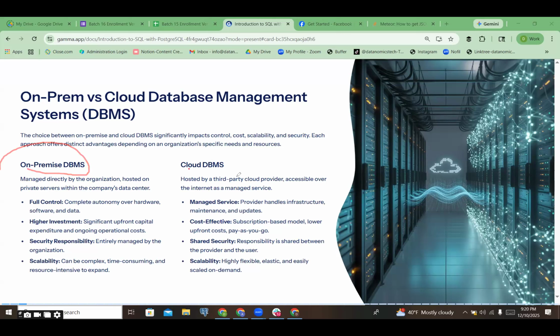But if it is on the cloud, if it is a cloud database, you're paying Amazon for as much as you're using. So if you're using a database system for only 10,000 users, you only pay for 10,000 users. If you're no longer using that, you don't pay anything. So this is a pay as you go pricing model, most cloud services. It's very easy. It's fully managed by the cloud provider.